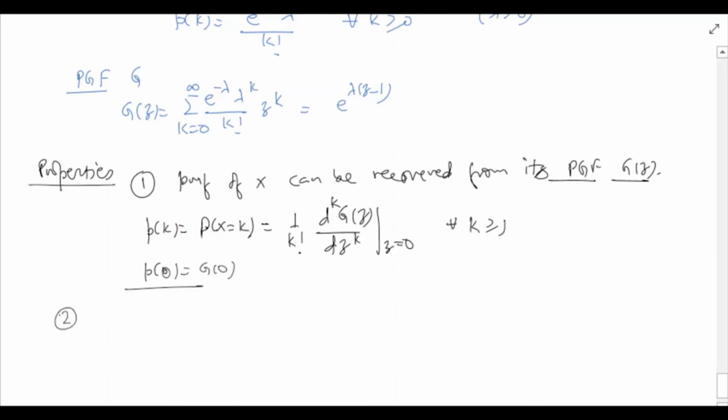The second property says that probability generating functions uniquely determine their distributions. Probability generating functions uniquely determine distributions.